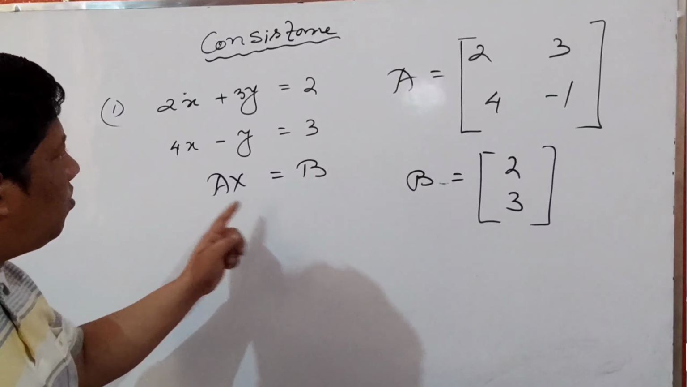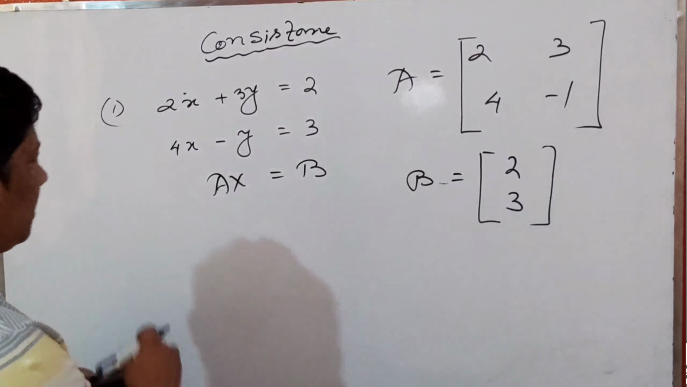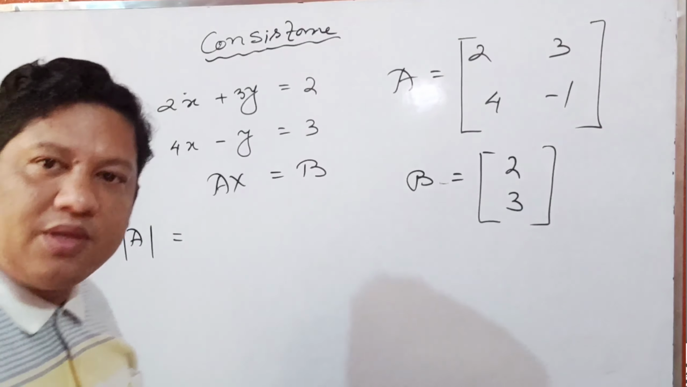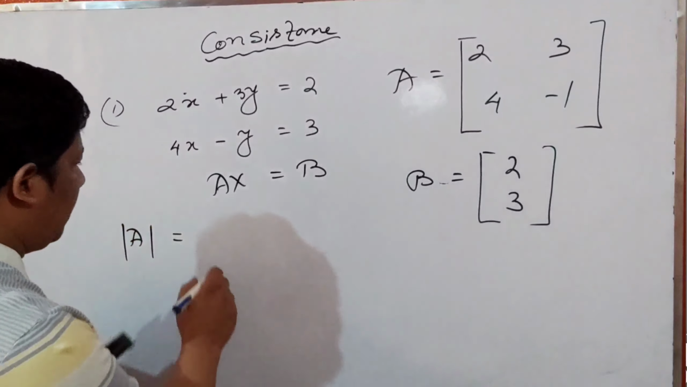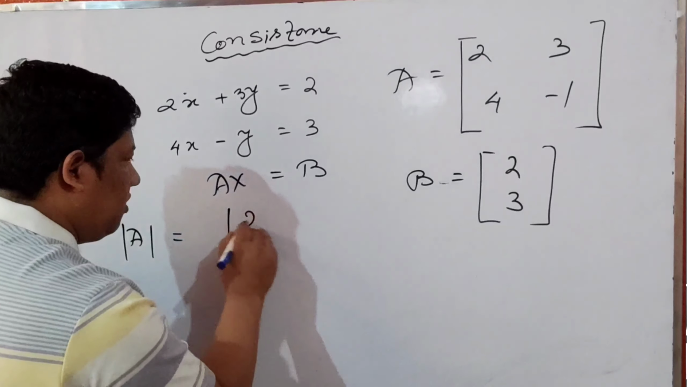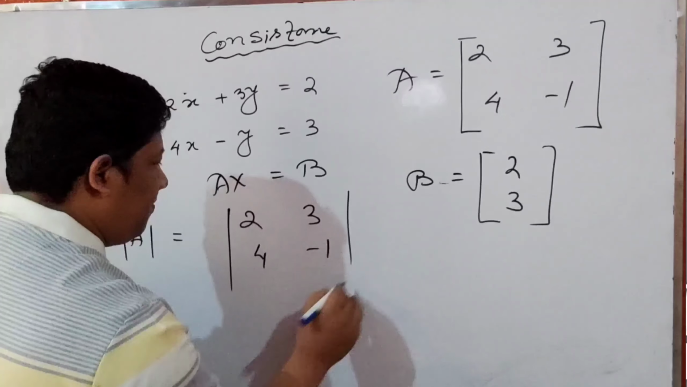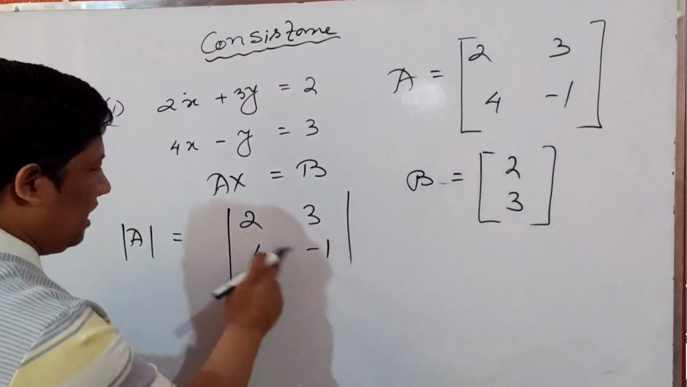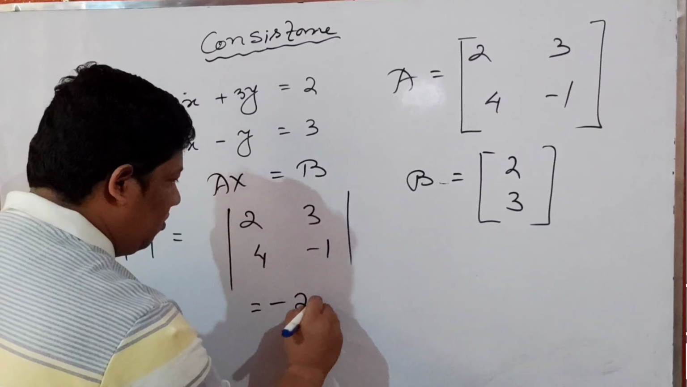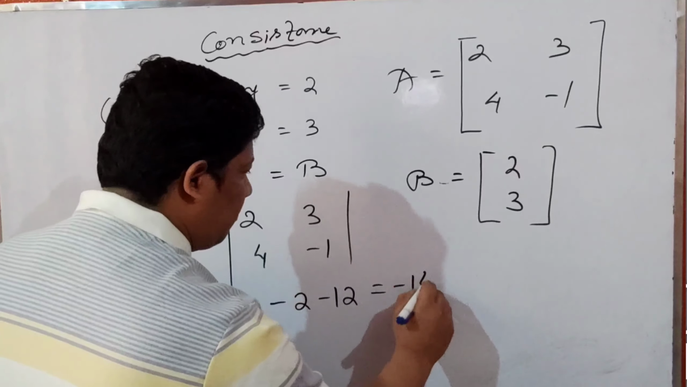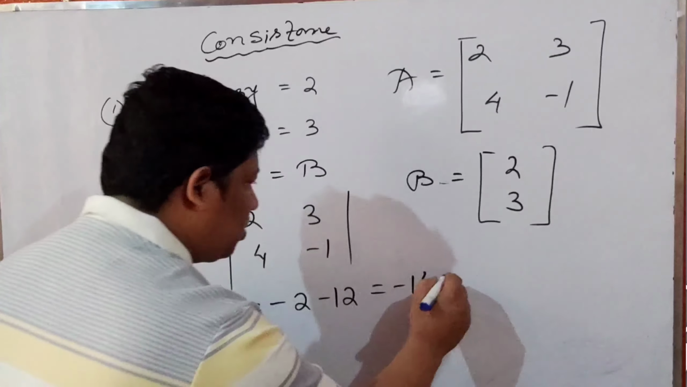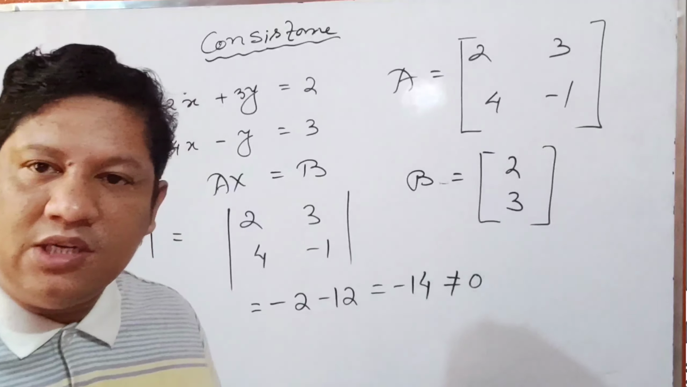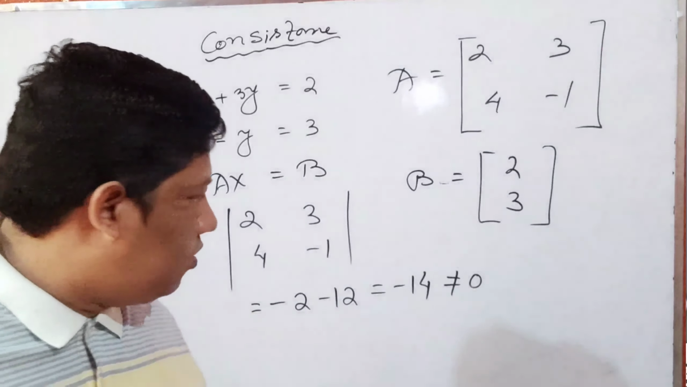So my students, you have to look here. Next, after that, you have to find the determinant of A. The determinant of A means 2, 3, 4, minus 1. When you find the determinant, you multiply: minus 2, minus 12, you get minus 14. This should not be equal to 0. It is not equal to 0, because you get minus 14, and minus 14 cannot be 0.